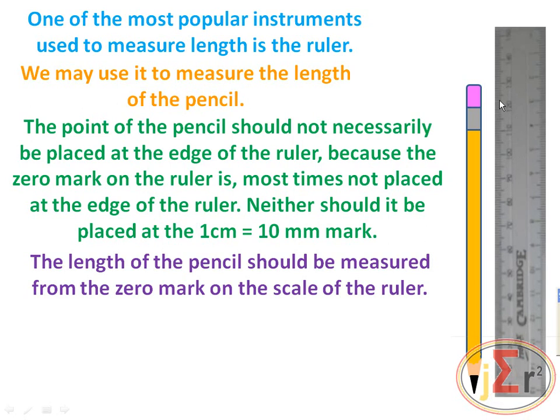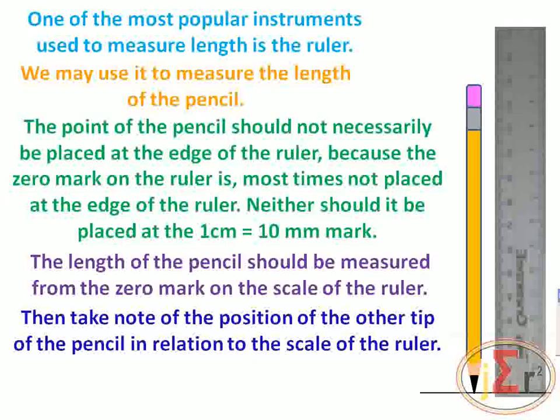So we have the scale of the ruler right there. And the scale begins at 0, which is right there, not at the edge of the ruler. So there we have where it begins. It begins just inside of the edge of the ruler. So the length of the pencil should be measured from the 0 mark on the scale of the ruler. Then take note of the position of the other tip of the pencil in relation to the scale of the ruler.